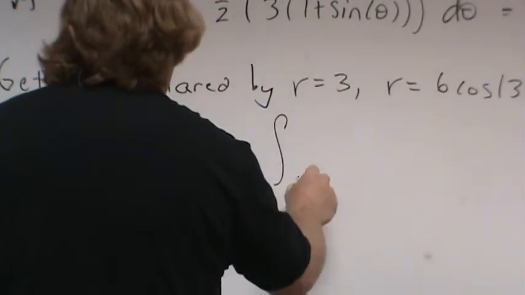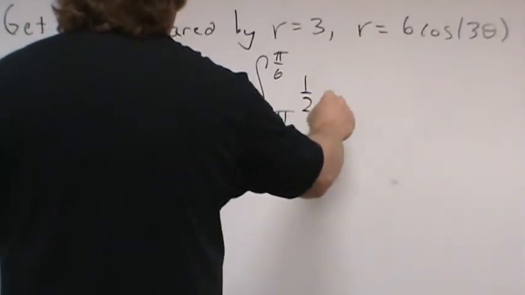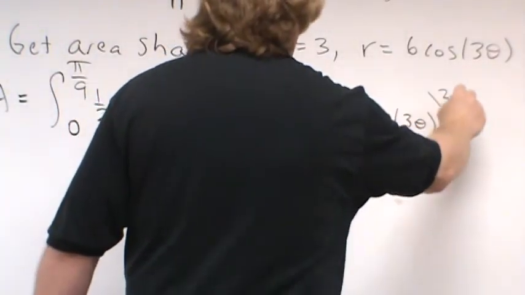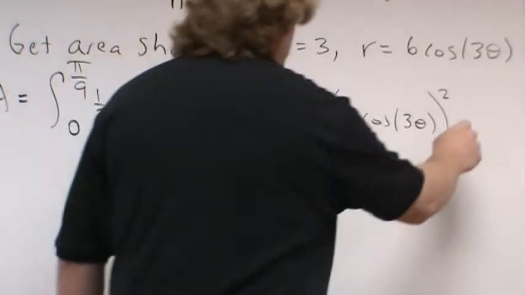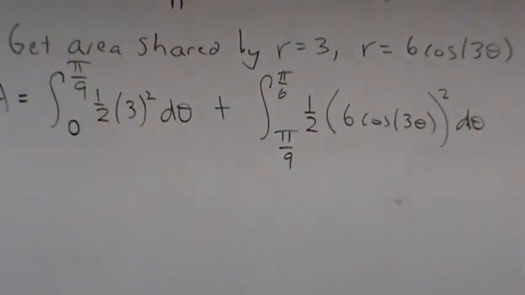And then I'm going to have to integrate from pi over 9 to pi over 6 of 1/2 (6 cosine 3 theta) quantity squared d theta. Do you see that? To get this little half area here, I'm going to have to integrate the circle from 0 to pi over 9, and then the 3-leaf clover from pi over 9 to pi over 6.